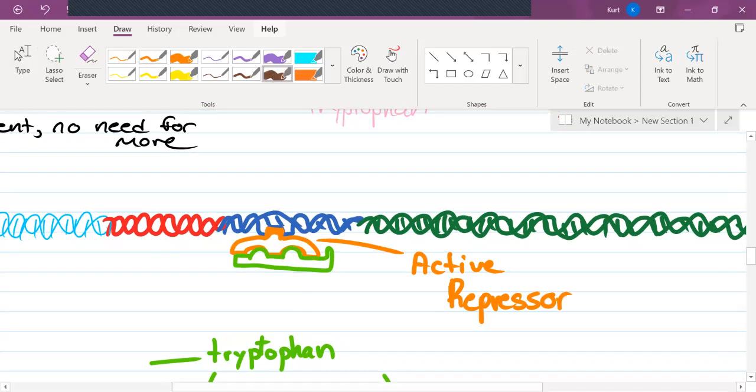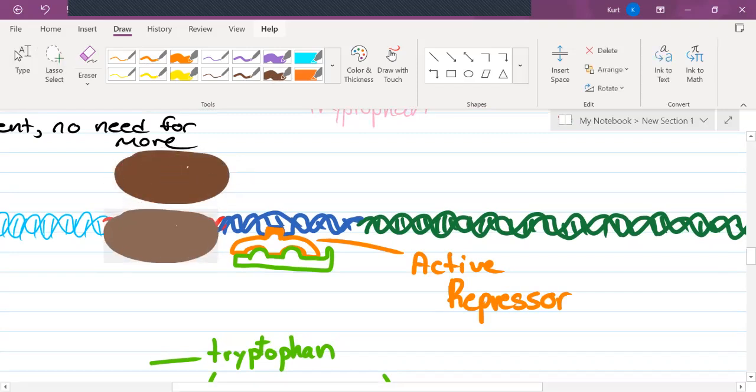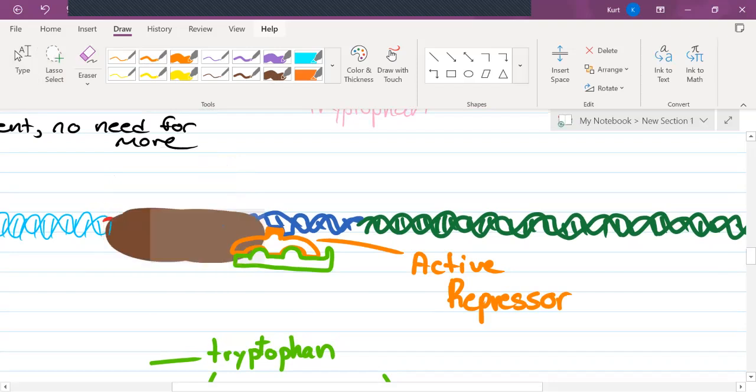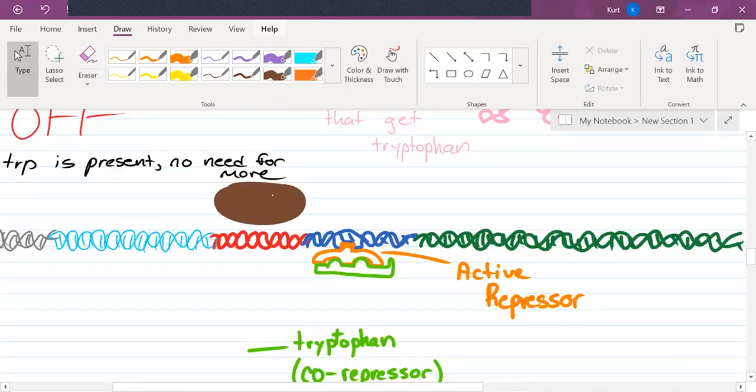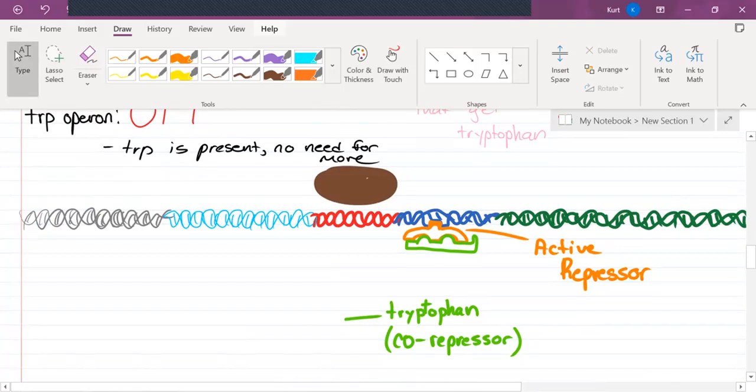So if I take RNA polymerase again, can RNA polymerase get past that repressor? Check it out. It's like a roadblock. It's not going to be able to get by. So this operon is turned off until all the tryptophan has been absorbed. So this operon is now in the off position. The tryptophan turned the repressor from being inactive to active.